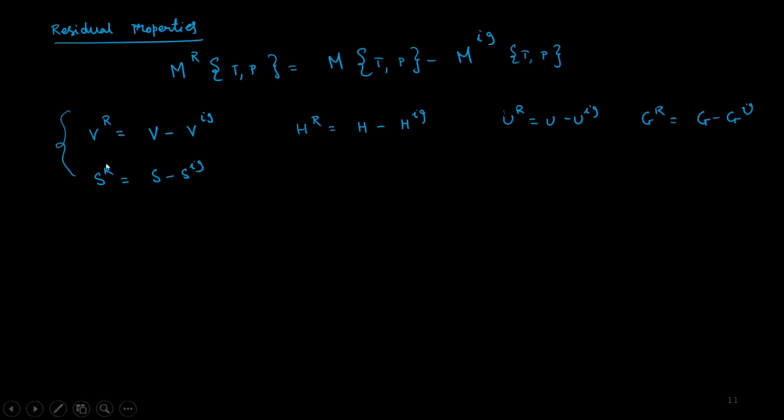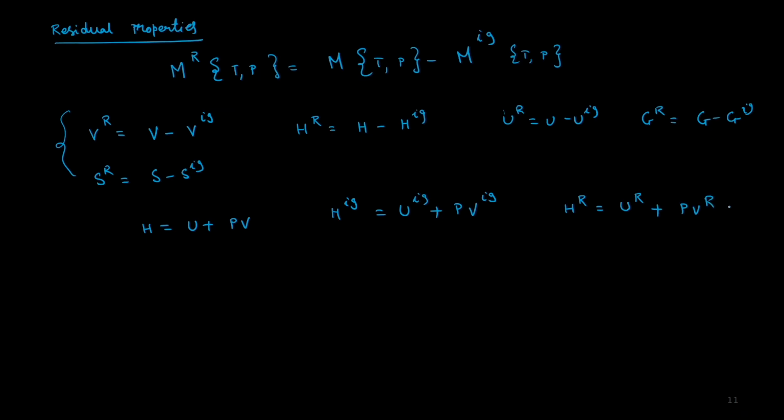Now, are these residual properties related to one another? Is H^R related to U^R, for example? Let's see. H, I know, is definitely U plus PV. And if I write it for an ideal gas, H^ig is going to be U^ig plus PV^ig, where V^ig is the volume of the ideal gas. Enthalpy and internal energy are also defined for the ideal gases, so that equation also holds. And if I subtract one from the other, H minus H^ig will be H^R. On the right hand side, it will be U minus U^ig, which is obviously U^R, plus PV^R.